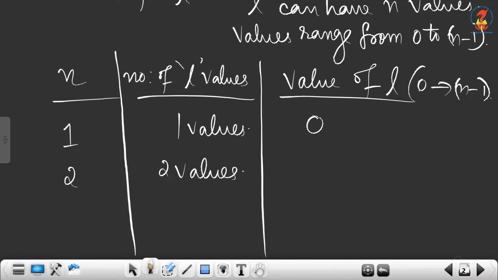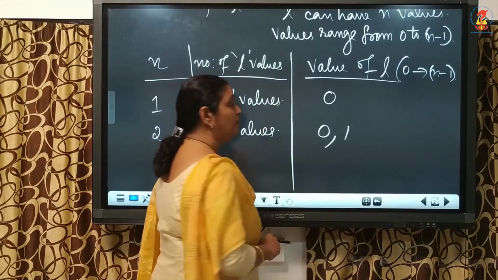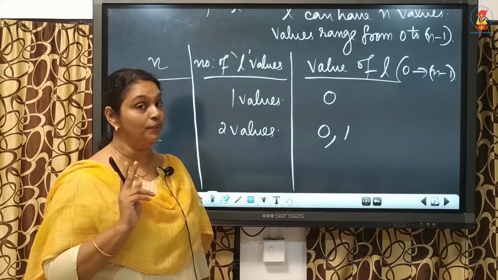Now, what are those values? It ranges from 0 to n minus 1. So, we have one value as 0 and 2 minus 1 is 1. So, these are the two values of L when n is equal to 2.